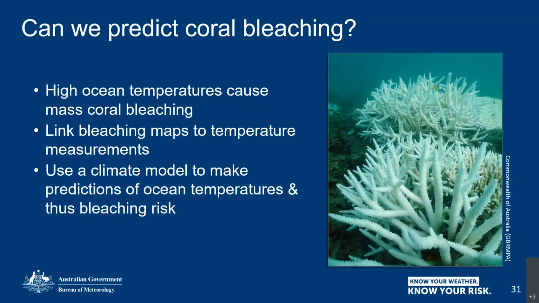So, can we predict coral bleaching? If we know that there's a link between the temperature and where the bleaching occurs, as seen in those two previous examples, then can we make a prediction of the ocean temperature? And therefore, knowing what thresholds of temperature are critical to bleaching, can we then provide some information on the likely risk of bleaching using some of these climate models?